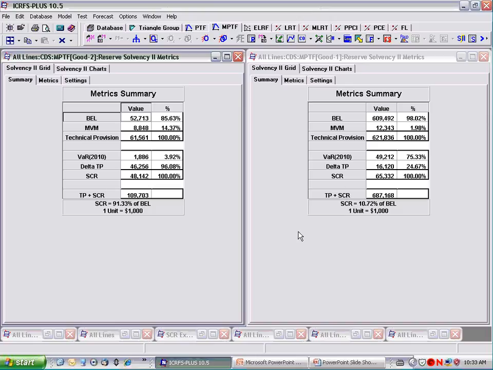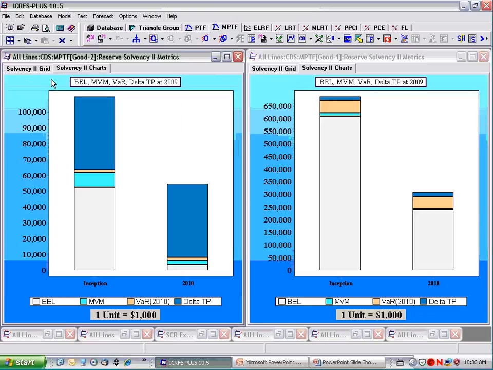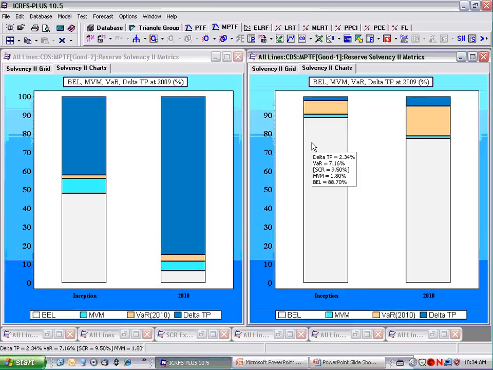Now, let's go and look at the aggregate again. If you look at the aggregate and you look at the charts, let's just compare charts again. Well, you can see delta TP here is a very small proportion of the capital you need, whereas here it's a big proportion. Let's look at percentages. So delta TP of the total capital at inception is only 2.34%, whereas for that single line of business, it's 42%. Just remarkable.